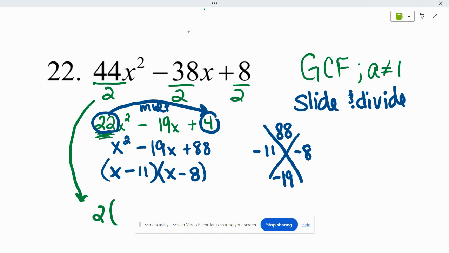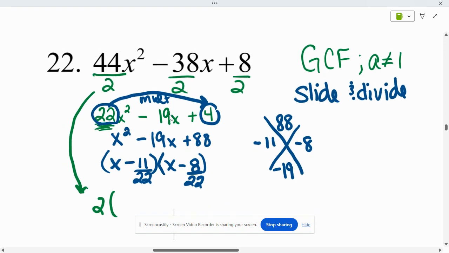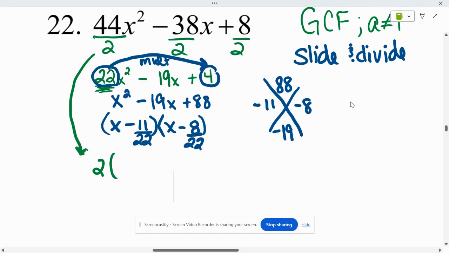No, we did the slide part. What do we have to do now? The divide part. What am I going to divide both my factors by? 22. We have to divide both of these by 22. Okay. So I would use my calculator, right? Because we want to put those as simplified fractions. So someone needs to figure out what 11 divided by 22 is as a fraction, and someone needs to figure out what 8 divided by 22 is as a fraction.